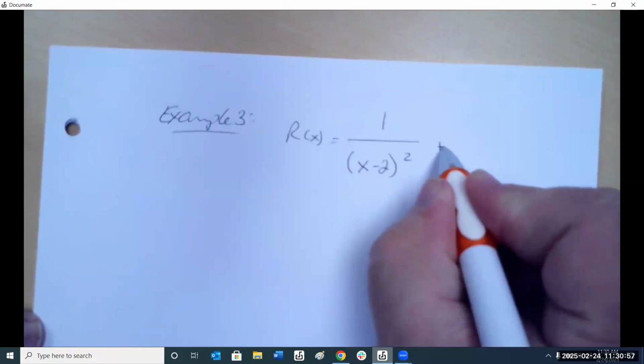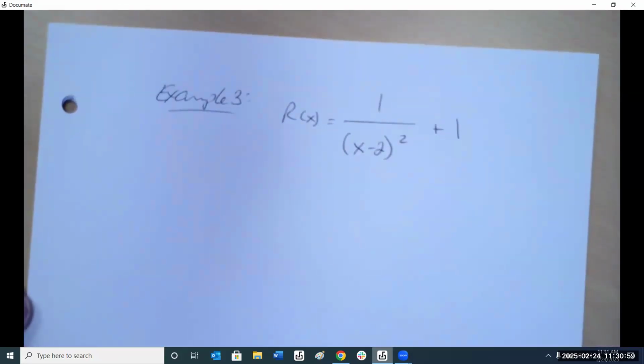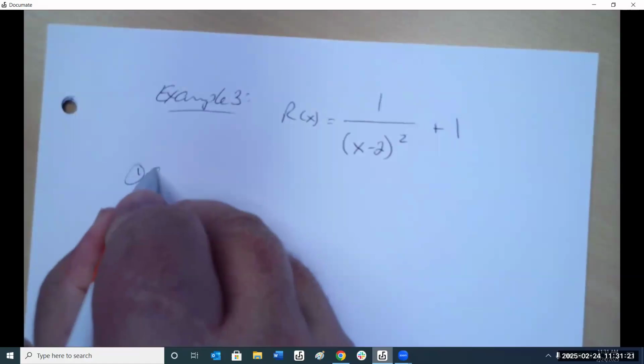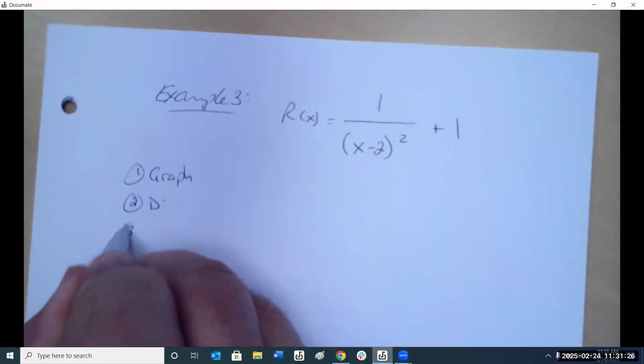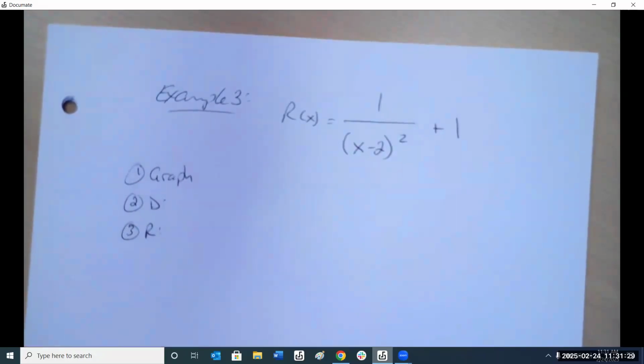1 over x minus 2 squared plus 1. What's that one going to look like? Graph this one and tell me the restrictions, the domain. Actually, I want you to do things: I want you to graph it, and tell me the domain and the range, because once you graph it, you can tell me domain and range just from the graph.